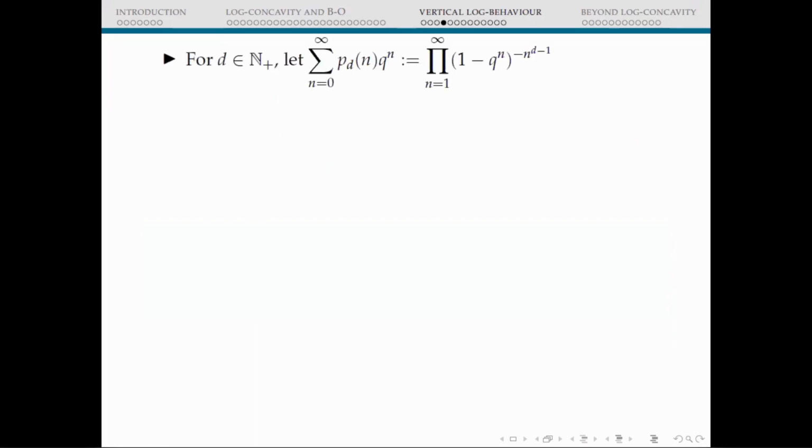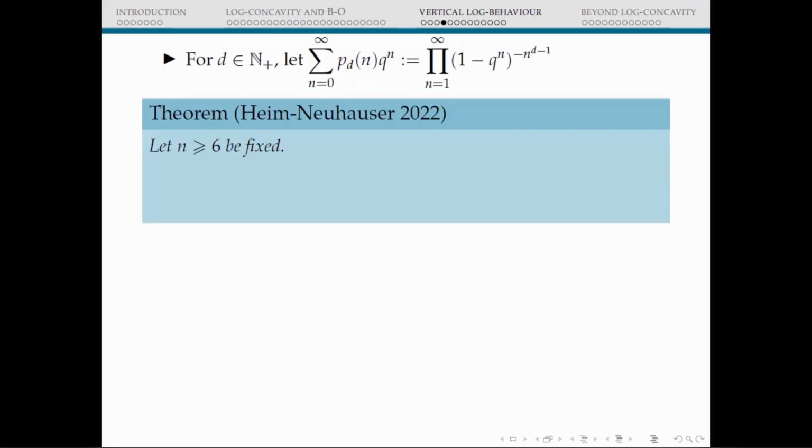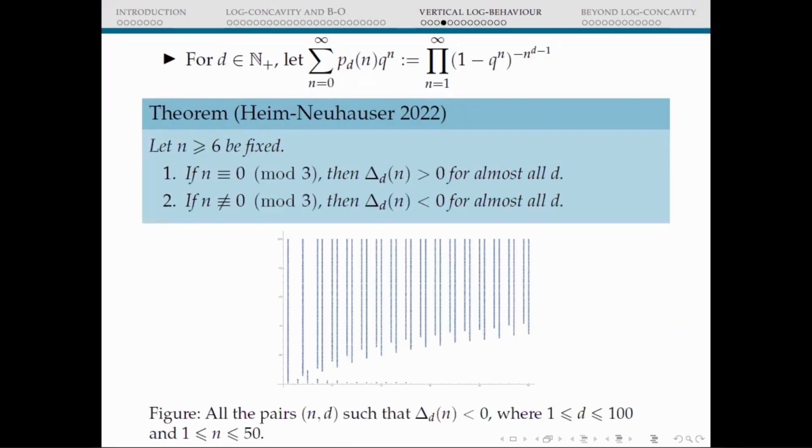Similarly, if we take the extension as in the case of the plane partition function, so instead of this function GL from the previous slide, we take n to the power d minus 1, then we obtain a very similar description. So here's the figure which shows when the function PD of n is log-convex. Blue points mean that it's log-convex there. So it's log-convex for all n that are not congruent to 0 mod 3.